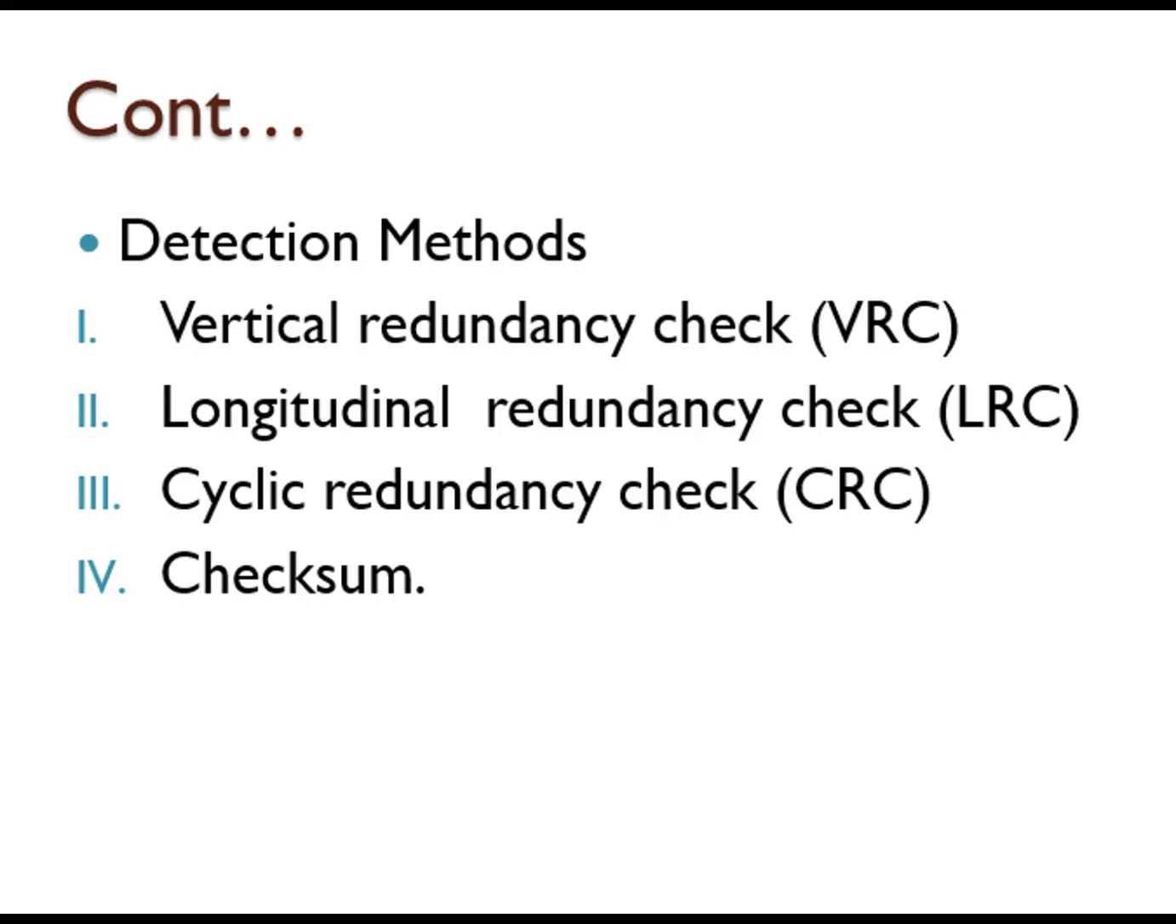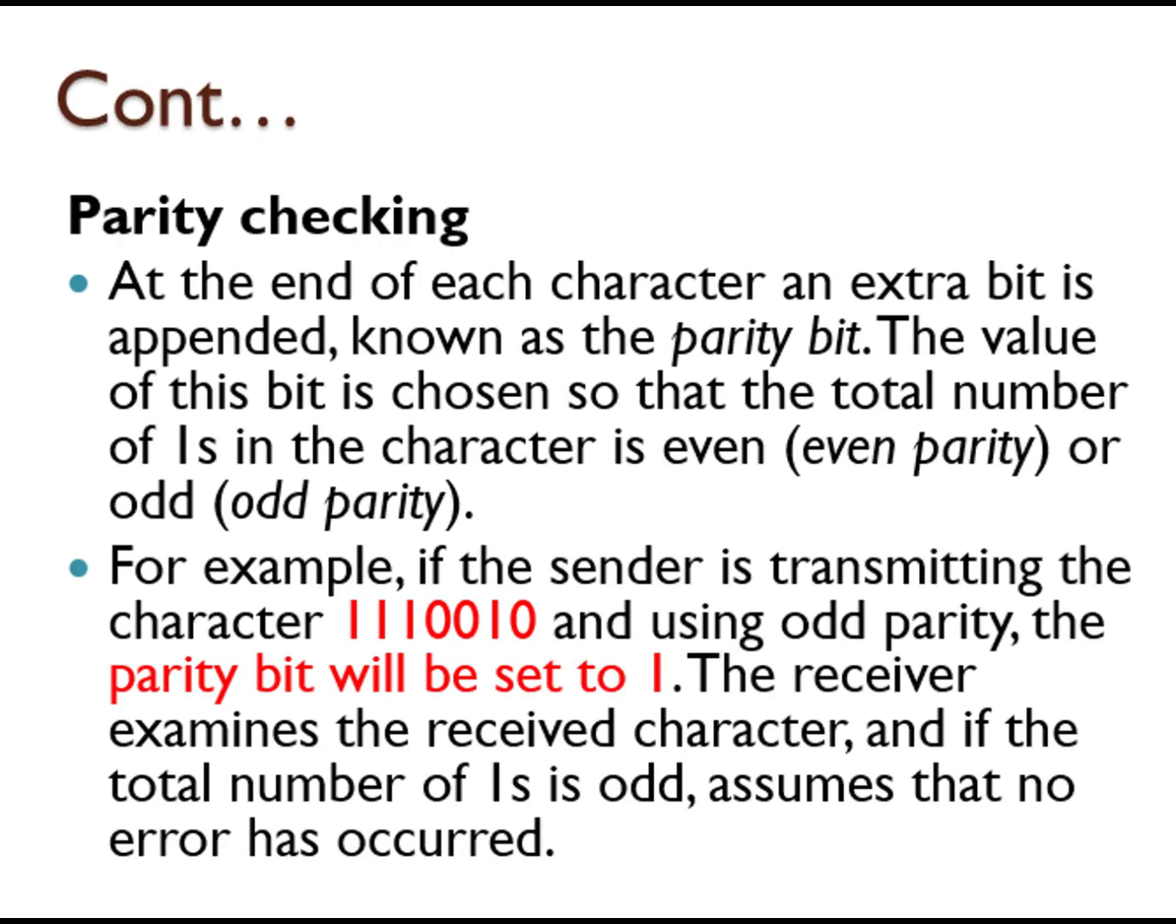Cont. Detection methods: 1. Vertical redundancy check, VRC, 2. Longitudinal redundancy check, LRC, 3. Cyclic redundancy check, CRC, 4. Checksum. Cont. Parity checking: at the end of each character an extra bit is appended, known as the parity bit. The value of this bit is chosen so that the total number of ones in the character is even, even parity, or odd, odd parity. For example, if the sender is transmitting the character 111010 and using odd parity, the parity bit will be set to 1. The receiver examines the received character, and if the total number of ones is odd, assumes that no error has occurred.